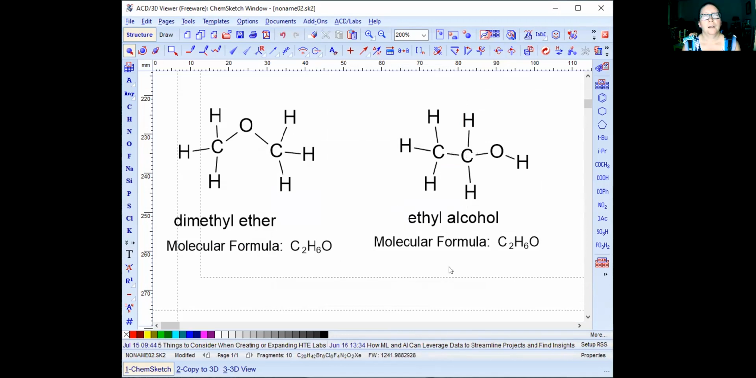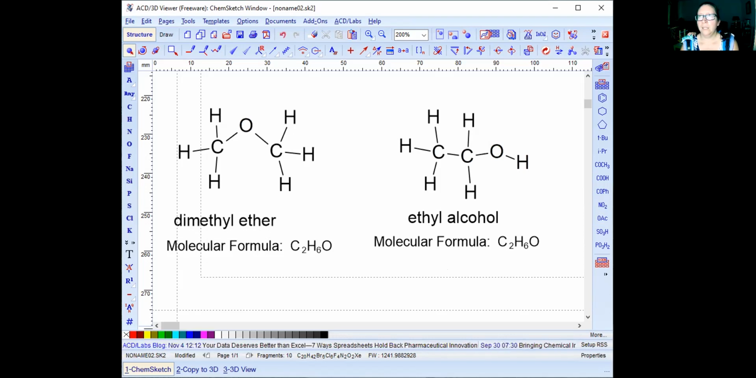So we can see that these are in fact also another pair of structural isomers. They have the same chemical formula, but what's bonded to what is different. For the dimethyl ether, the carbons are bonded to the oxygen, and the oxygen is the central atom. For the ethyl alcohol, the carbons are bonded to each other, and only one of the carbons is connected to the oxygen, and the oxygen is bonded to a hydrogen directly.